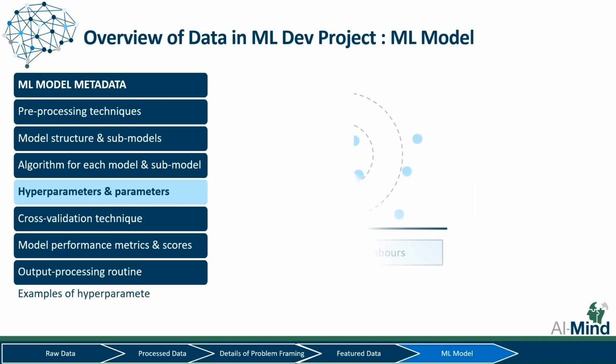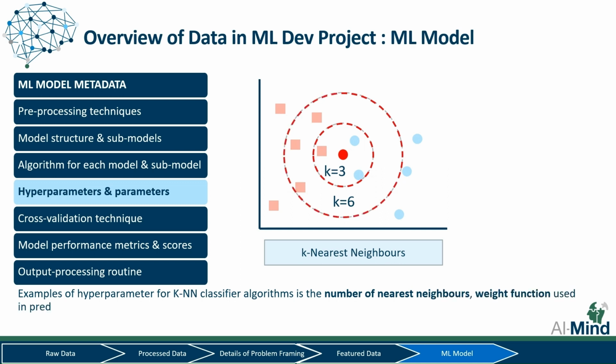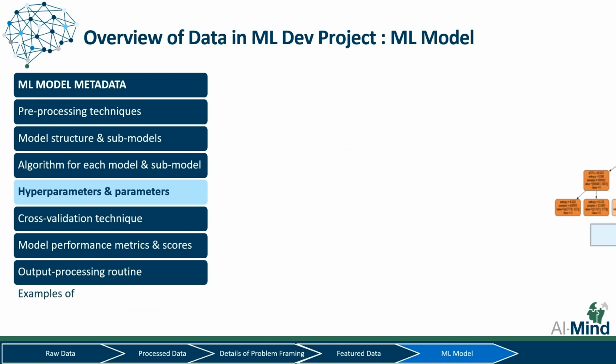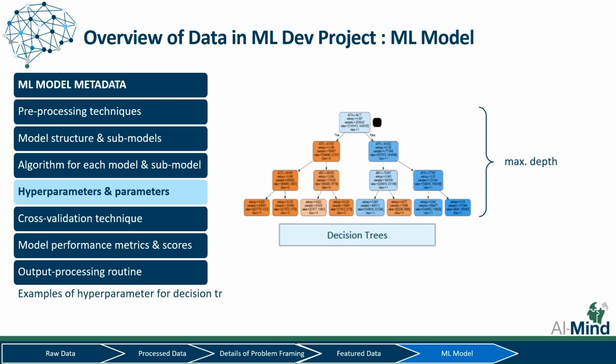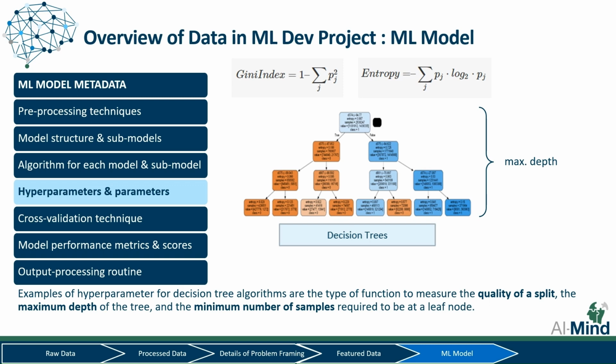Examples of hyperparameters for the KNN classifier algorithm are the number of nearest neighbors, the weight function used in prediction, the algorithm used to compute the nearest neighbors, and the distance metric used for measuring similarity between data points. Examples of hyperparameters for decision tree algorithms are the type of function to measure the quality of a split, the maximum depth of the tree, and the minimum number of samples required to be at a leaf node.